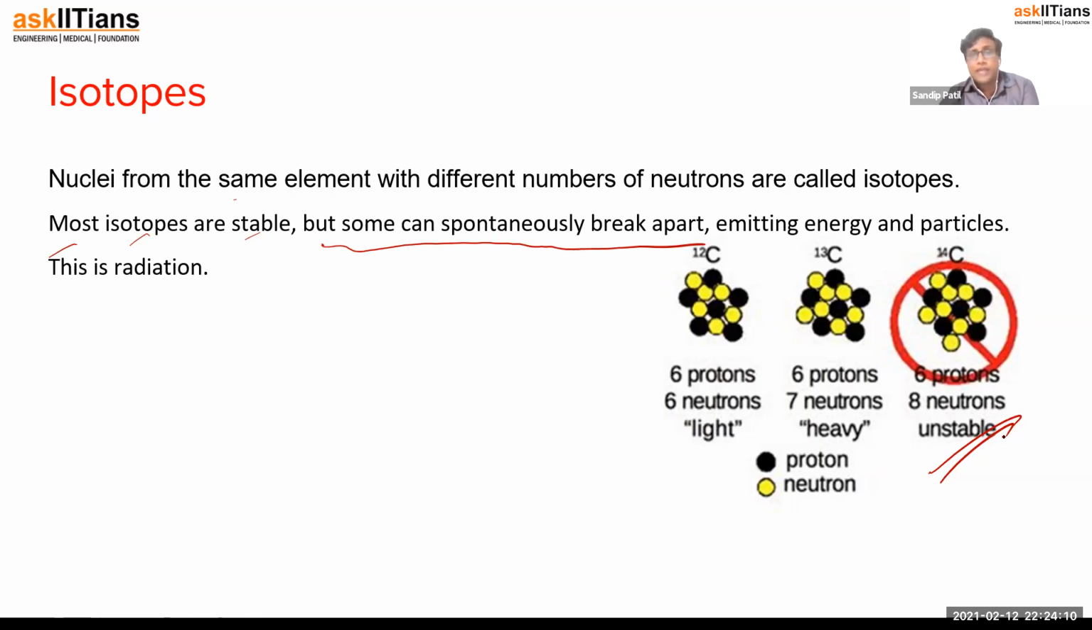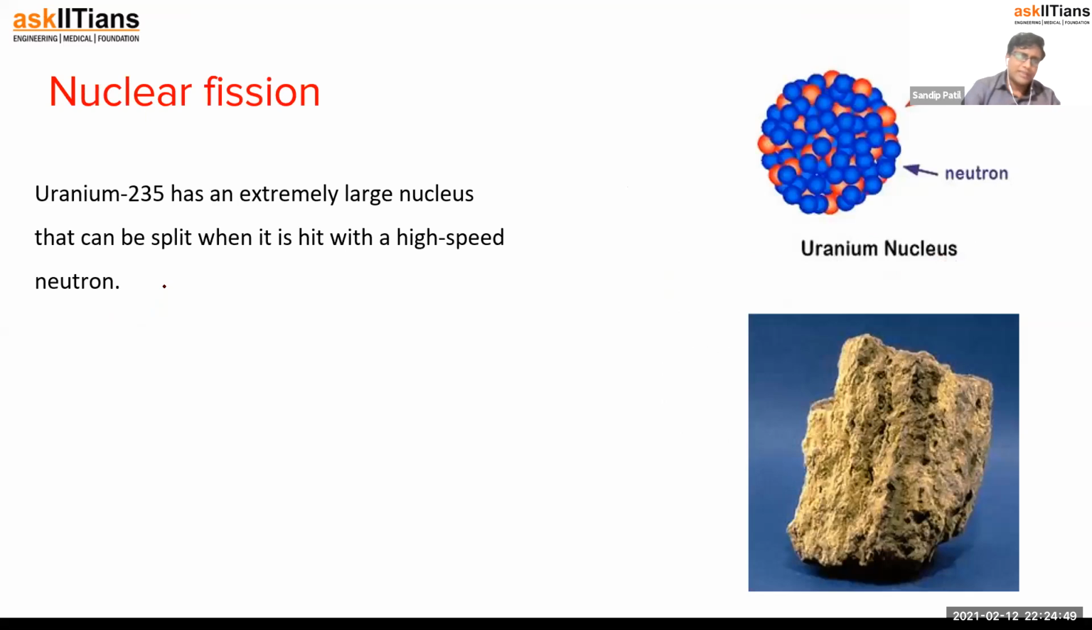So if the isotope is unstable, it spontaneously breaks apart. So what is going to happen? Obviously, if they are breaking apart, they will give you smaller particles, which will have, let's say, 1 proton, 1 neutron, and like that. And they emit energy. This energy we are going to convert into our useful form. This is called radiation. So we can collect the energy from these unbalanced isotopes. Okay, good. So let's see.